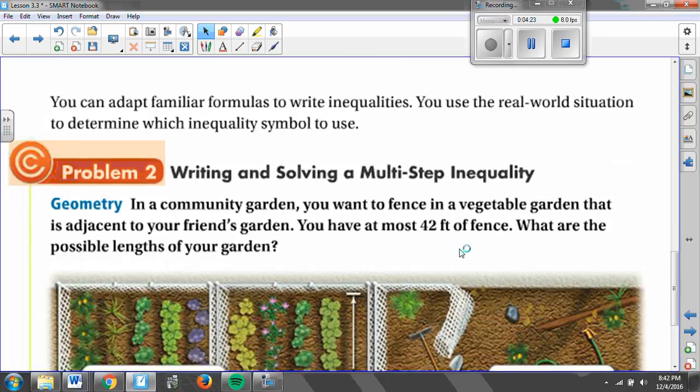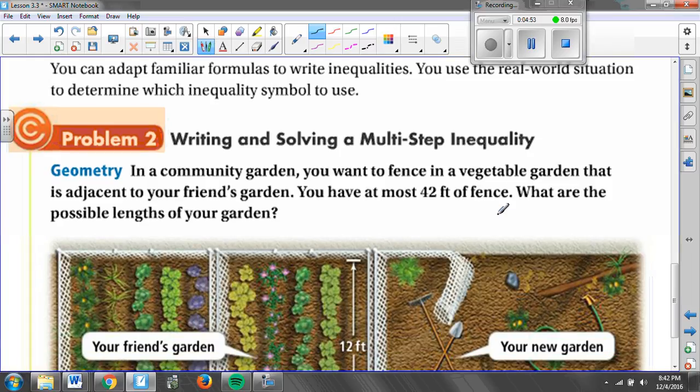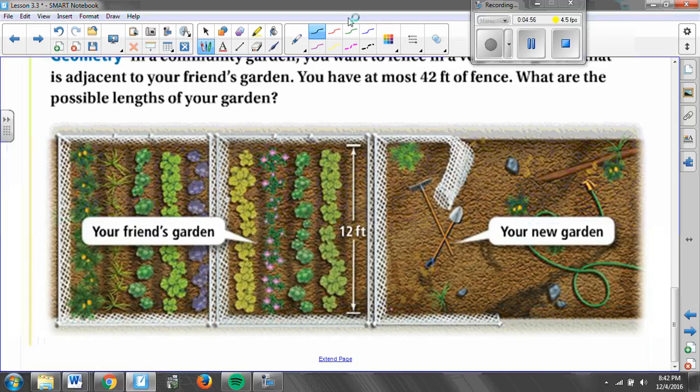I also want you to be aware that inequalities can come from word problems. So here's an example of one. There's a community garden similar to the one that we have here at school, or that we're building across the street. You want to fence in a vegetable garden that is adjacent to your friend's garden. You have at most 42 feet of fence. What are the possible lengths of your garden? Well, we know that the width of my garden, or this dimension, has to be 12 feet, which means this dimension also has to be 12 feet.